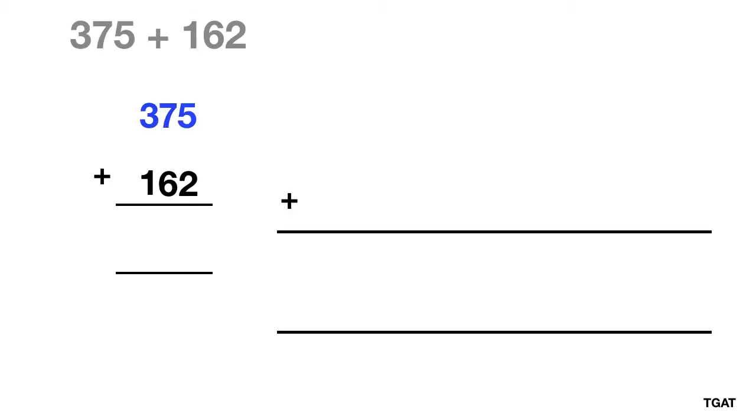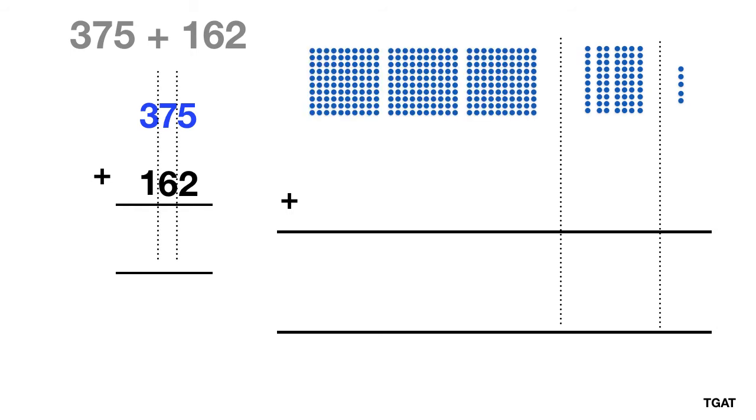Okay, so to show you how this works, we're going to use dots, or you could use equipment for this. We're going to start with the top number, and we're going to put down the units first. So here come our units. We've got 5 units, or 5 ones, and then we're going to add the tens, and you can see there are 7 tens there. And next we will add the hundreds, and we've got 3 hundreds.